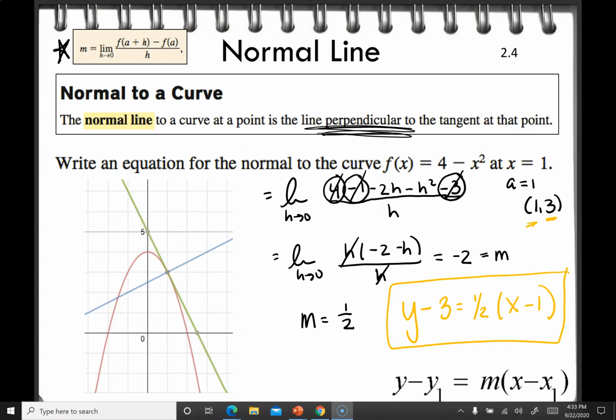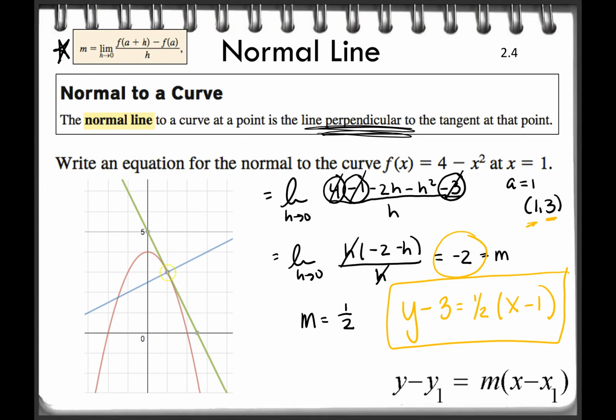Here's an actual picture of it, and obviously the green line is the tangent line, and you can see that it has a slope of -2. You can see it's down 1, right 1, down 1, right 1. But our blue line is going to have that slope of a positive 1/2, which is up 1, right 2, up 1, right 2. And so that blue line again is called the normal line.